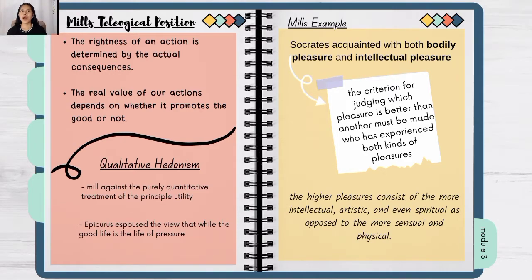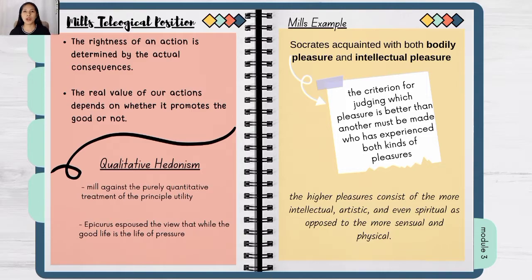So the question is, what is the criterion for judging the quality of pleasure? The example given by Mill is Socrates, acquainted with both bodily pleasure and intellectual pleasure. If you ask Socrates which form of pleasure is more desirable, Mill said, obviously, he will choose intellectual pleasure. So the criterion for judging which pleasure is better than another must be made by one who has experienced both kinds of pleasures. So we are really made to think about what is considered higher pleasure and lower pleasure. The higher pleasure consists of the more intellectual, artistic, and even spiritual.